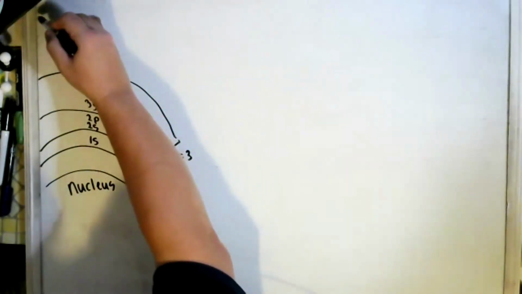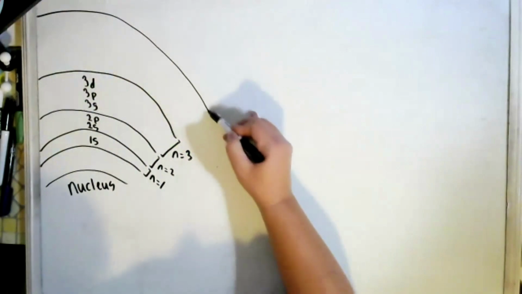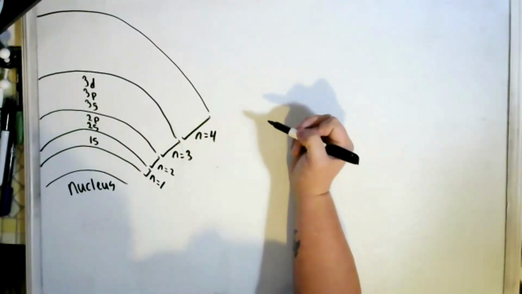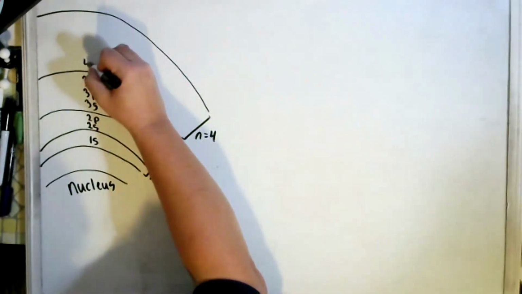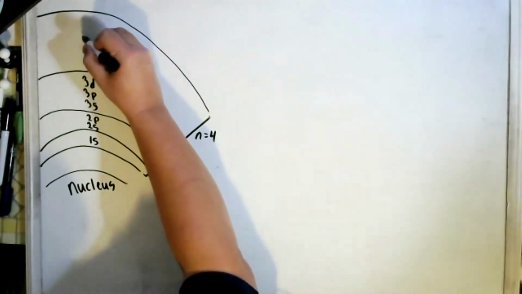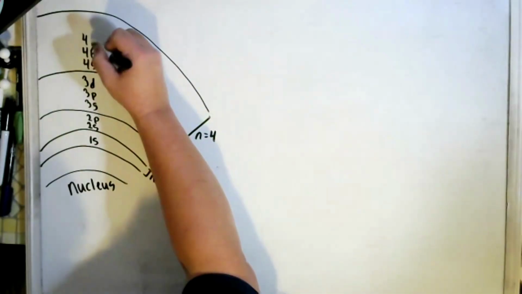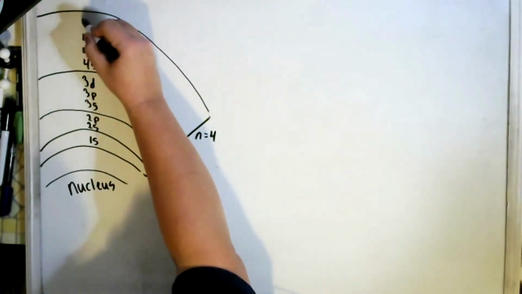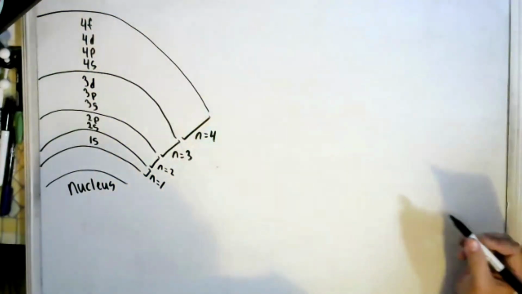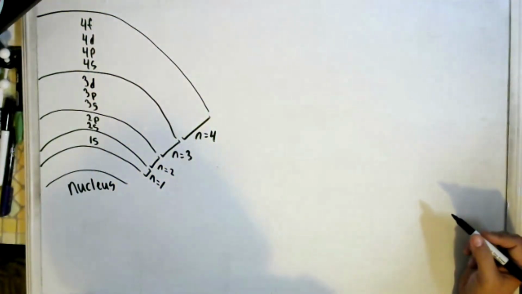All right. And the highest that we're going to go is to our 4th energy level. And for our 4th energy level, we're going to have a 4s, a 4p, a 4d, and a 4f. Okay.